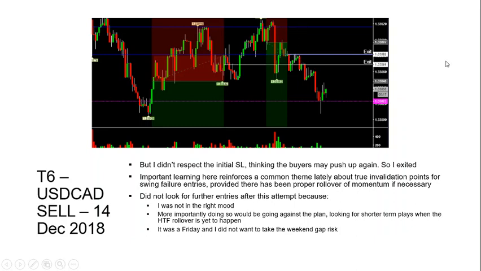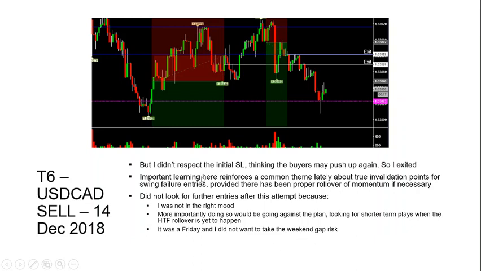But after this, I didn't really look for any further entries because it was a Friday. It's not in the right move, and more importantly, doing so would be going against the plan that is looking for shorter term plays when the higher time frame rollover is yet to happen. Because after I exited the trade, I realized probably more higher time frame rollover, and I didn't want to take the weekend gap risk.